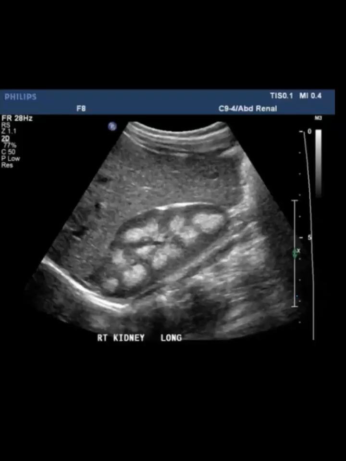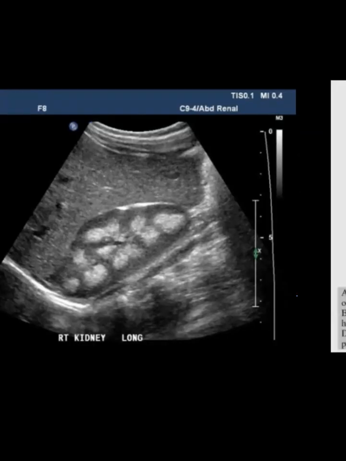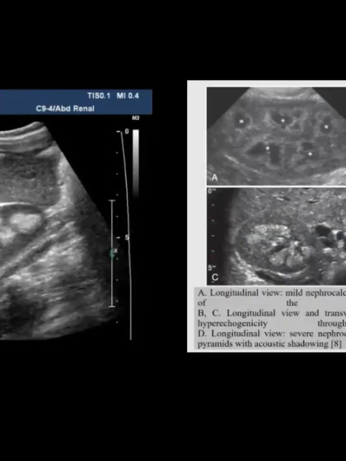So what are the causes of cortical nephrocalcinosis? GOAT. G for glomerulonephritis, O for oxalosis, A for ATN, T for transplant, T for TB, T for trauma. This abbreviation is good.